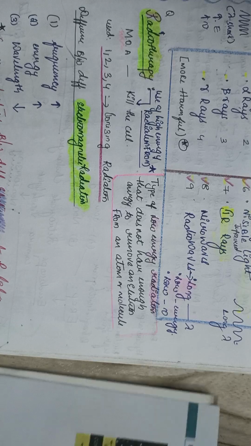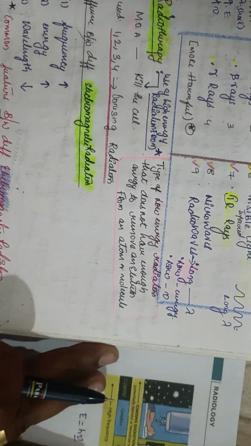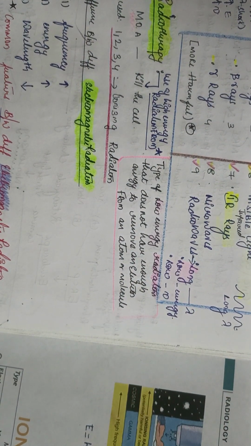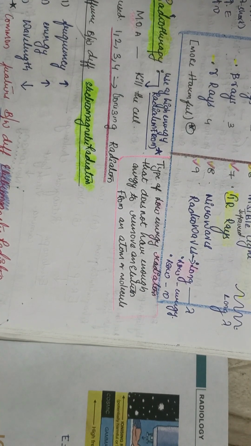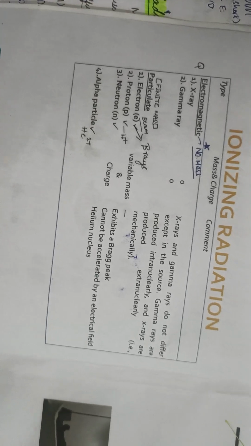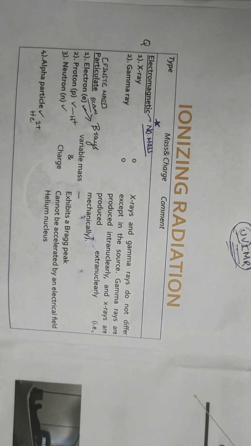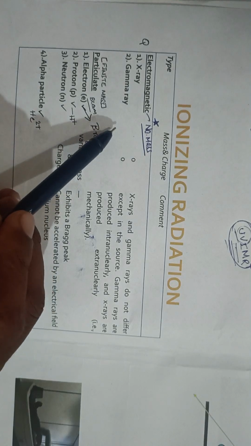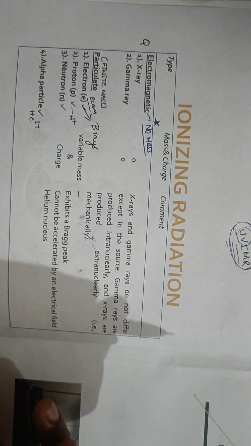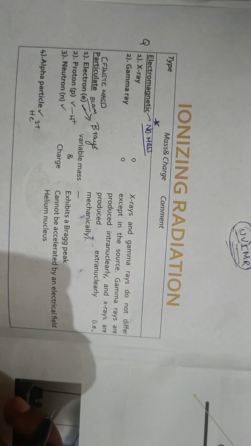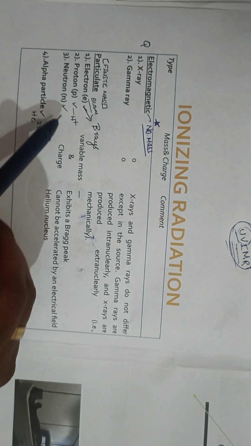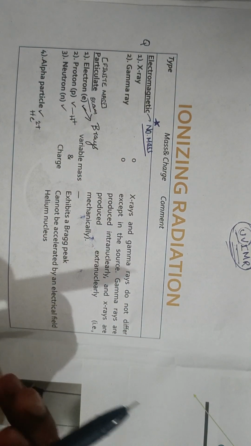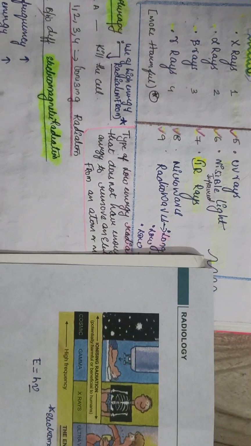And the next important thing which we need to understand is, under the ionizing radiations, we have the electromagnetic type. Under the electromagnetic, ionizing comes under the X-rays and the gamma rays. Now, under the particulate, you have electrons, protons, and neutrons. That's the basic point.